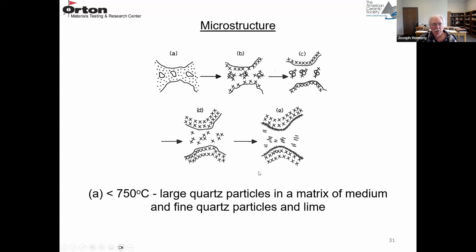So this is how the microstructure develops. The first diagram A, that's less than 750 degrees C. So nothing is really happening here. The temperature is too low. So you have large quartz particles in a matrix of the medium and the fine quartz particles, plus you have lime. So this would represent the edge of a large quartz particle. And these finer particles are medium-sized particles. And they're in the matrix between the quartz particles, and then the small dots are the fine quartz particles and the lime.